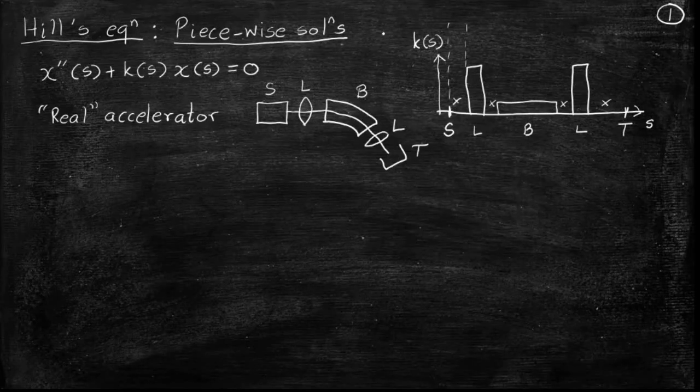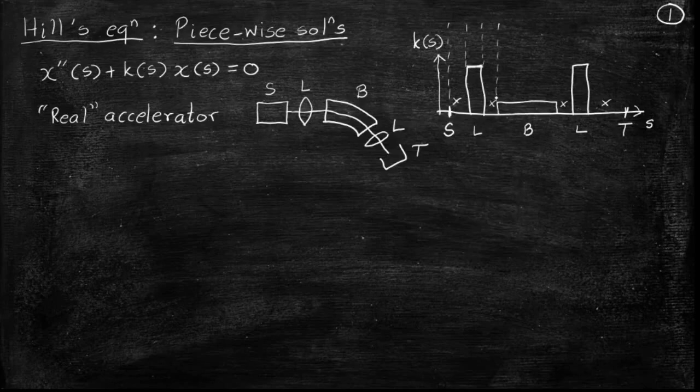In that region, K is 0. So X double prime is 0, therefore X prime is constant. This gives you a direct solution in that region. Then in the second region, K is non-zero, but K is constant within that region. So the behavior of K as a function of S is like a piecewise constant function, meaning it has a different constant value here. Again, in the third region, it is 0.